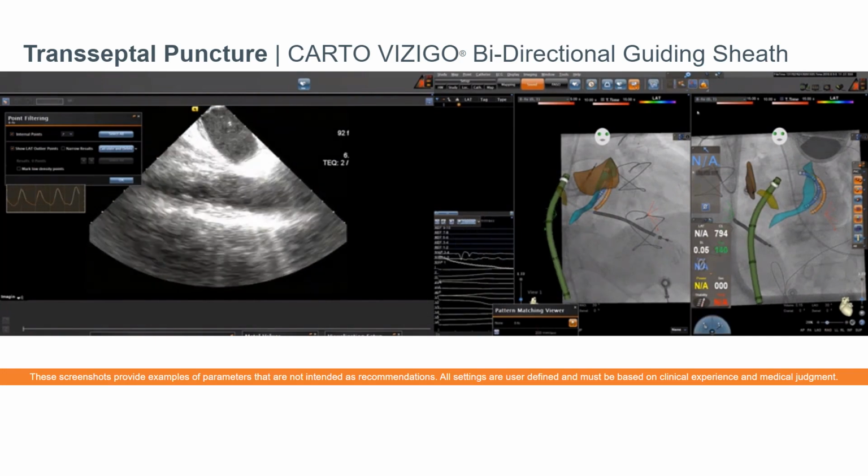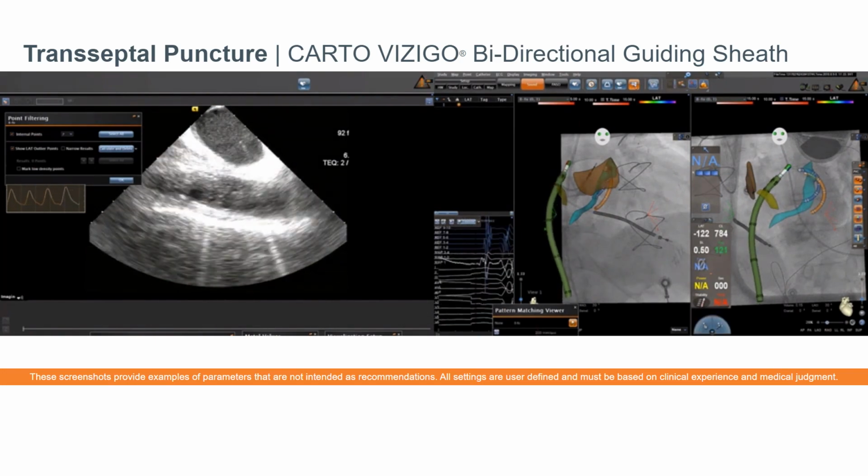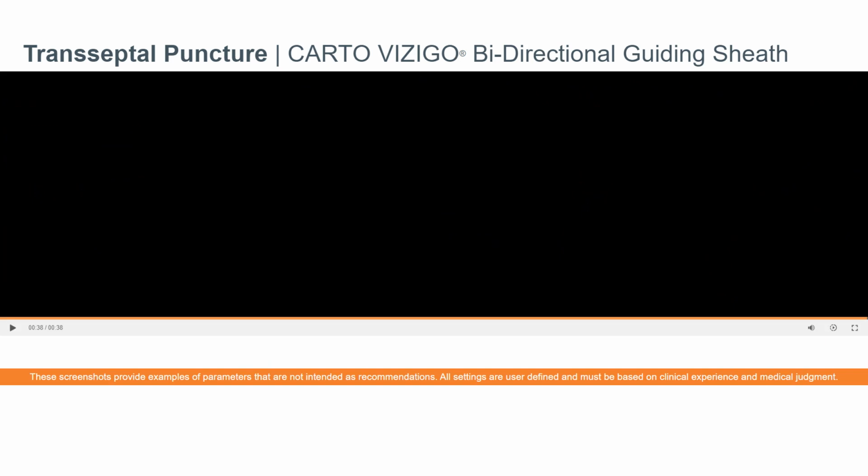During this step of the procedure, the electrophysiologist may also request administration of anticoagulant medication and monitoring of blood clotting ACT levels throughout the remainder of the procedure.